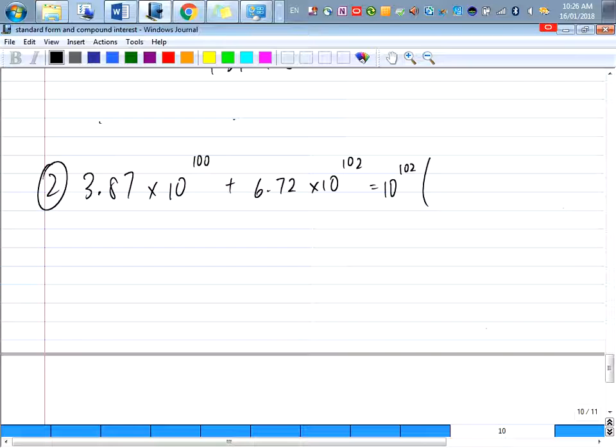Okay, there are two terms in the question, 3.87 times 10 to the power 100 and 6.72 times 10 to the power 102. Which one do you want to work with first for factorizing? Okay, try the first one. So after I factorize, I take out 10 to the power 102, what am I left with? This is what I get for the first term, right?